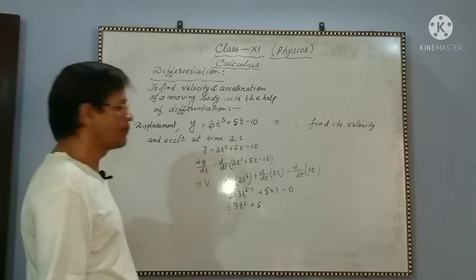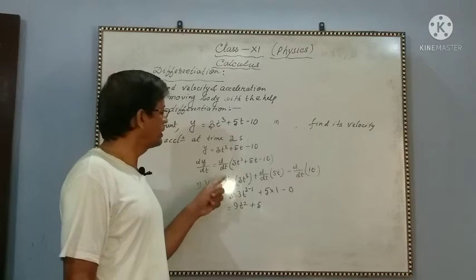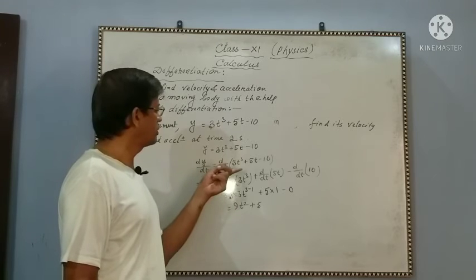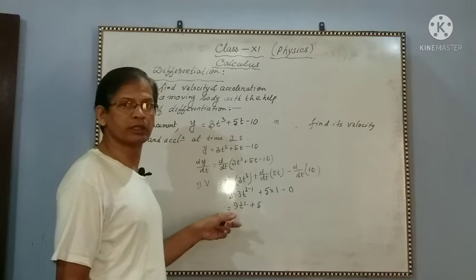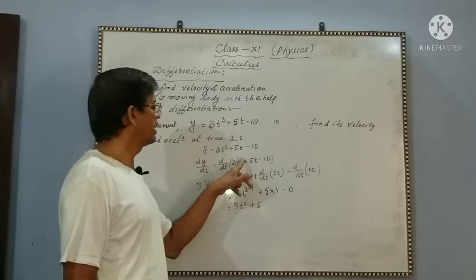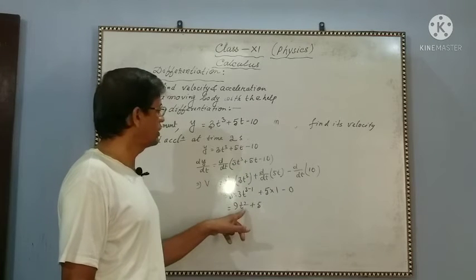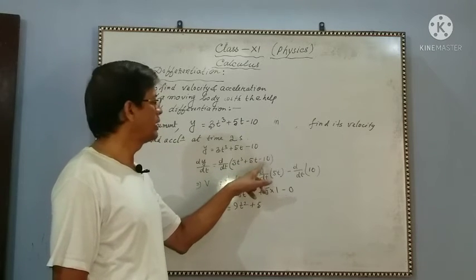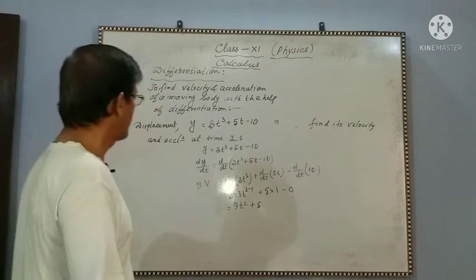One thing you see, when you are an expert, then no need to write this way. Directly you can write the differentiation of this equal to this. Clear? Because differentiation of this means 9, its power will be decreased by 1, so 9t square. This is 5 and d by dt of t means 1, so 5, and the constant term is 0. Directly you can do this, no problem.